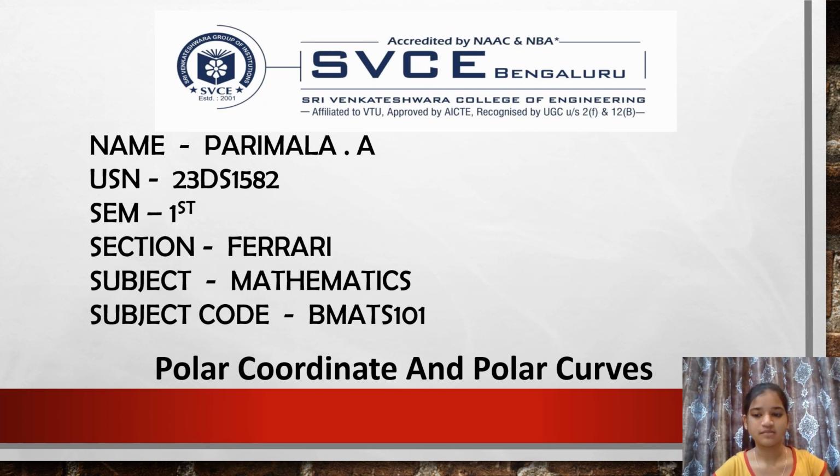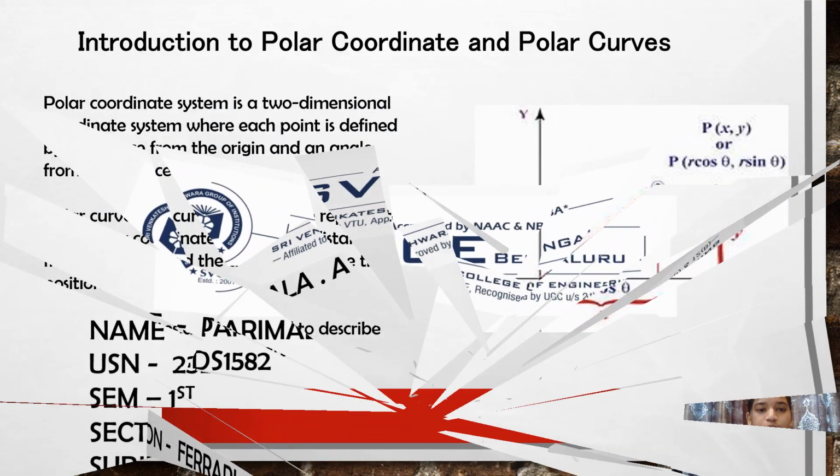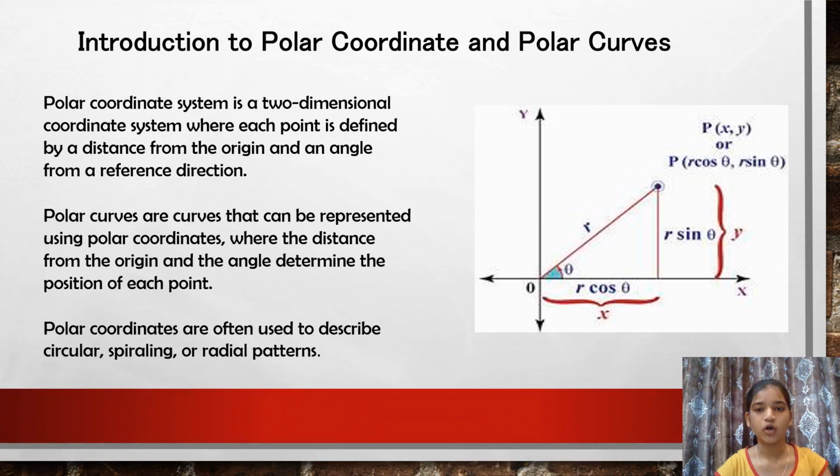Today's subject is mathematics and the topic is polar coordinates and polar curves. Introduction to polar coordinates and polar curves. The polar coordinate system is a two-dimensional coordinate system where each point is defined by a distance from the origin and an angle from a reference direction.